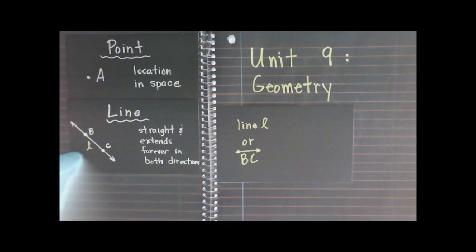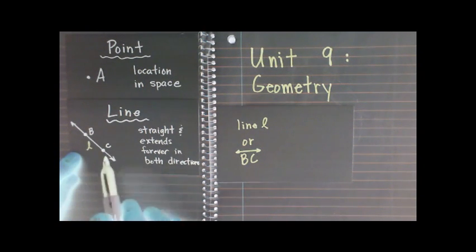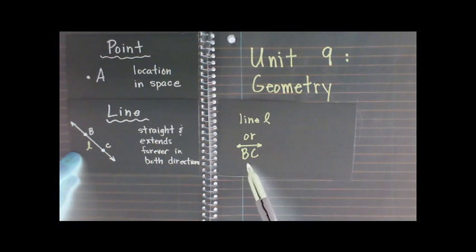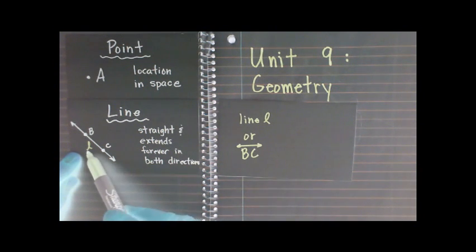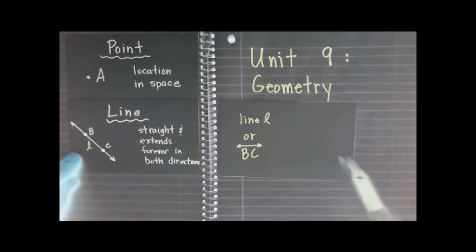You name a line by any 2 points on that line. This line only has 2 points, point B and point C, and so we would read it as line BC. And we would write capital B and capital C, and we draw a small arrow over the top. Sometimes a line may be indicated by a cursive letter, like a letter L, in which case we would just write it line L.